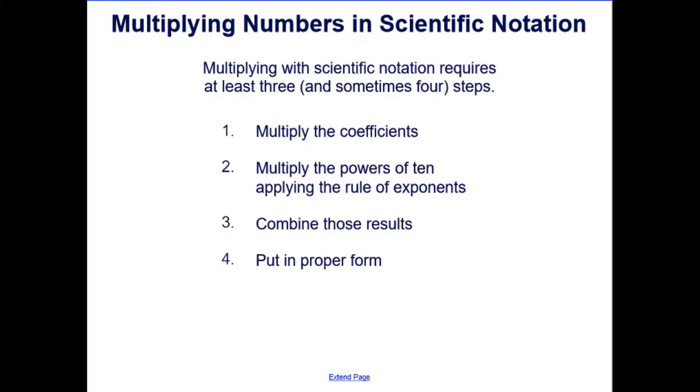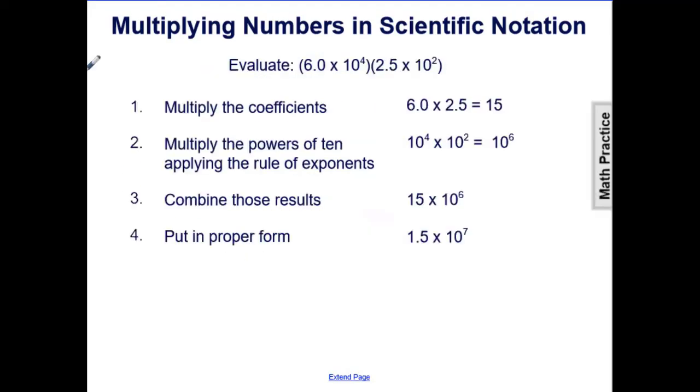When multiplying with scientific notation, it requires at least 3 and sometimes 4 steps. We're going to multiply the coefficients, multiply the powers of 10 applying the rule of exponents, and again that rule is we're going to add the exponents. We're going to combine those results and then put it in proper form. Let's take a look at how that works.